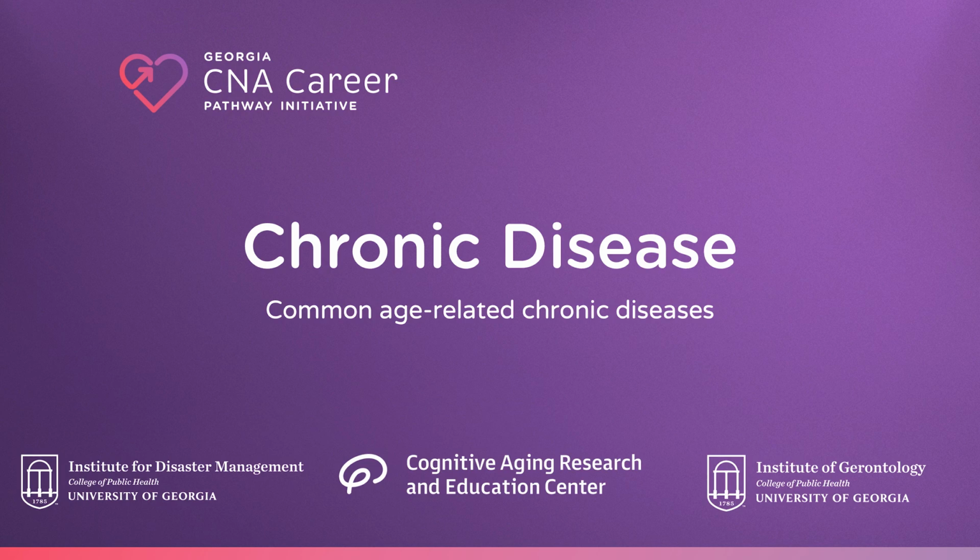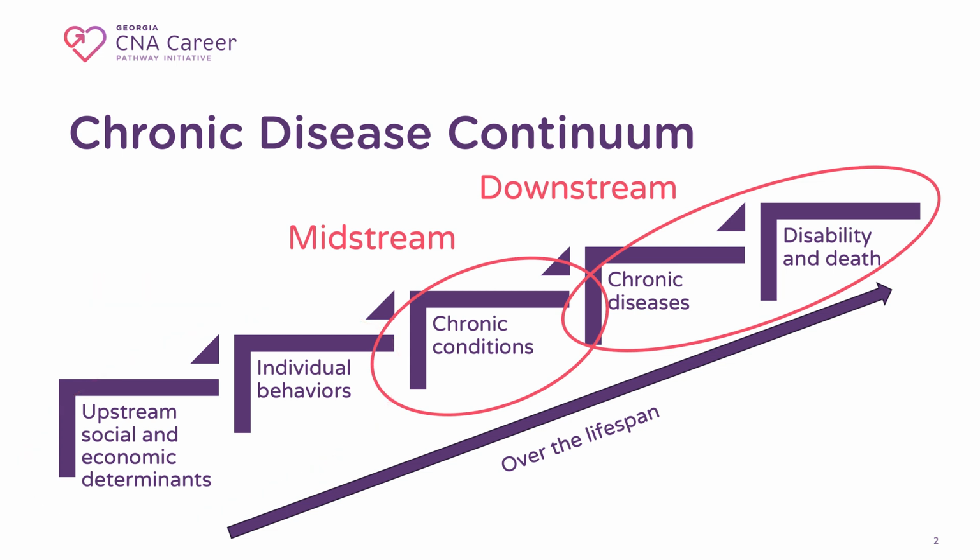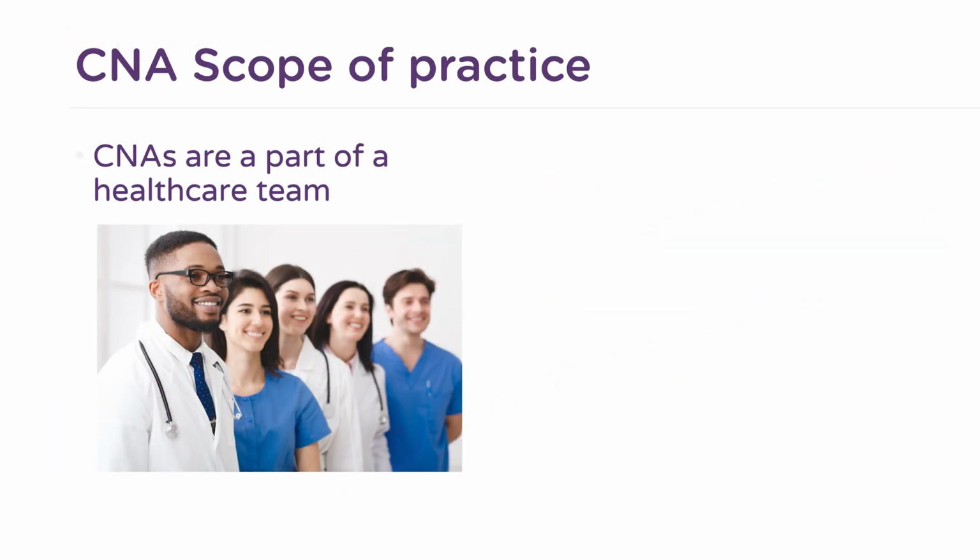In the previous submodule, we introduced the chronic disease continuum in terms of upstream, midstream, and downstream. As a CNA, you will most often encounter patients with the midstream and downstream segments of the continuum. However, it's important to understand your scope of practice while working with these patients. CNAs are part of a healthcare team and assist other healthcare workers by working directly with patients. Each person in the healthcare team has a role in the patient's care.